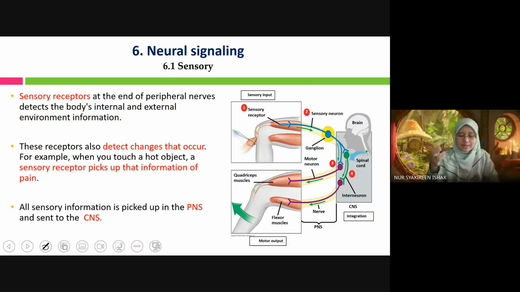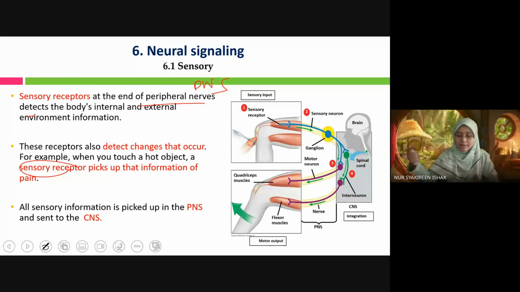So the same explanation. The sensory receptor at the end of the peripheral nerves of the peripheral nervous system, PNS, detects the body's internal and external environment, detects any physical or internal change, chemical or physical factors. This receptor also detects changes that occur. For example, when you touch a hot object, a sensory receptor picks up that information of pain. So it detects the stimulus, the change, physical or chemical factor, internal or external environment.